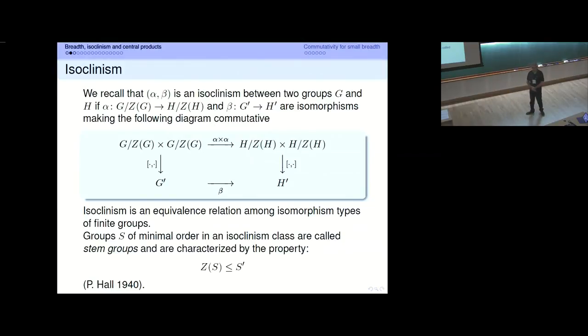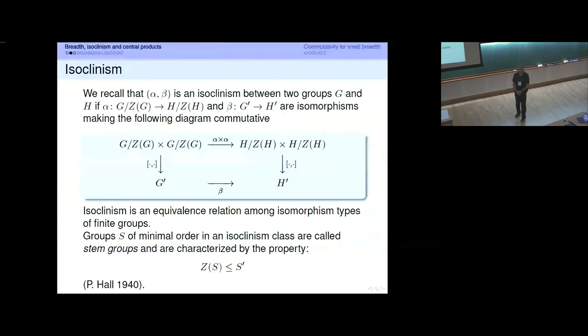So the second definition that I give is the one of isoclinism. This was given by Primož yesterday in a slightly different context. But so if you have two groups, G and H, you say that there is an isoclinism between them if there are two isomorphisms, alpha and beta, the first going between the two central factors of G and H, and the second between their commutator subgroups, in such a way that that diagram commutes.